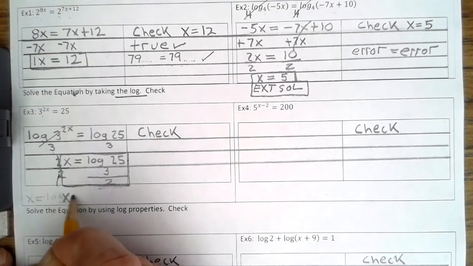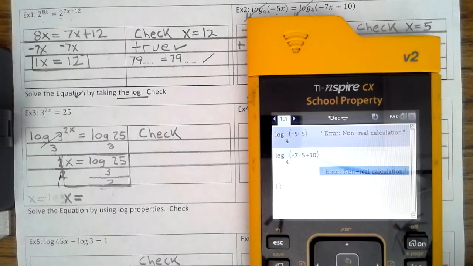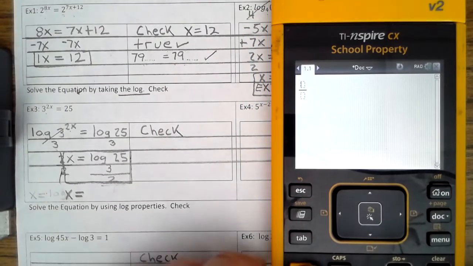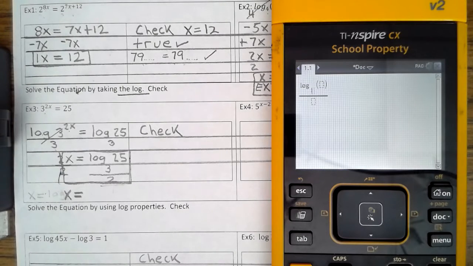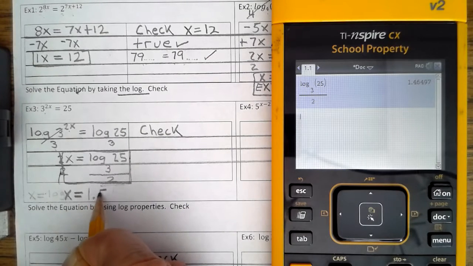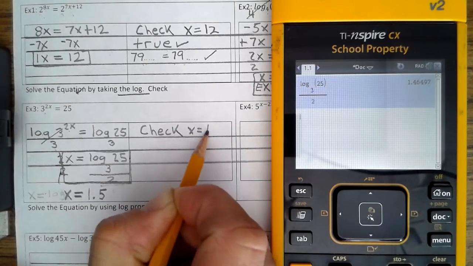Now, let's go ahead and find the decimal, though, for that. Okay, so to find the decimal, we're going to plug that into our calculator. So we're going to do control divide. Let me see if I can decrease the calculator brightness a little bit. All right, so we're going to do control log base 3 of 25 divided by 2. Enter, so that's 1.46. Let's just say it's 1.5. Okay, so we need to check x equals 1.5.